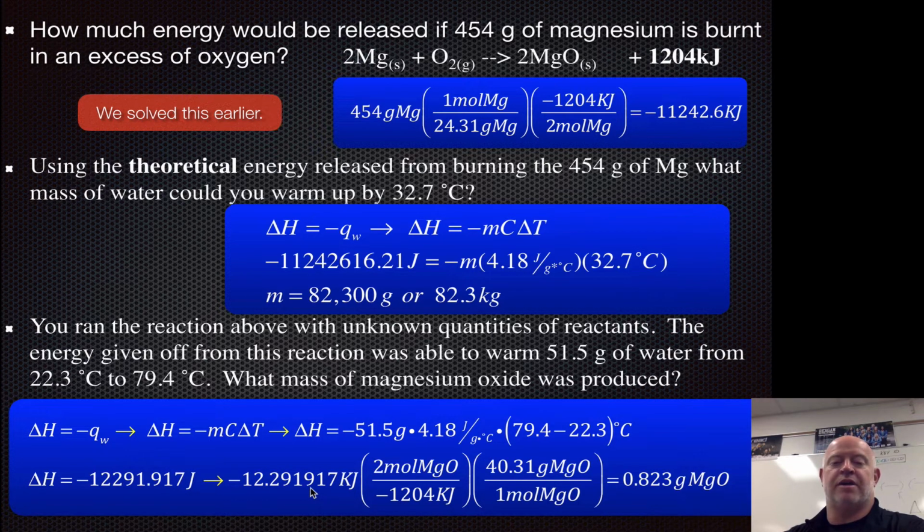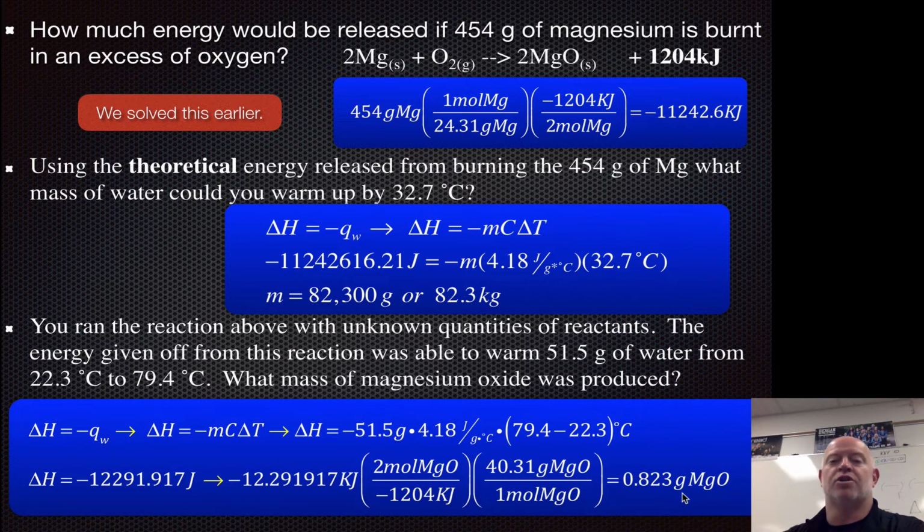And then because the question was what mass of magnesium oxide was produced, I used mCΔT first to find my energy, and then I used my relationship. So 1204 kilojoules is to 2 moles of magnesium oxide. So I have my 1204 kilojoules here, so kilojoules cancels. Notice how I make it negative because it's an exothermic process, so my negatives will cancel out. To 2, 1 mole to the molar mass, and I get 0.823 grams of magnesium oxide.